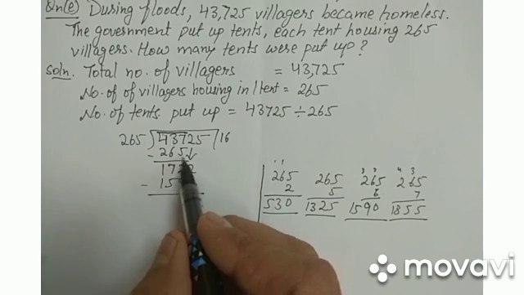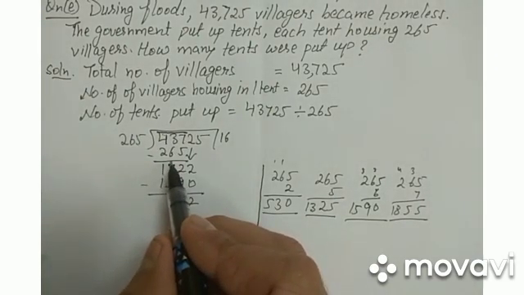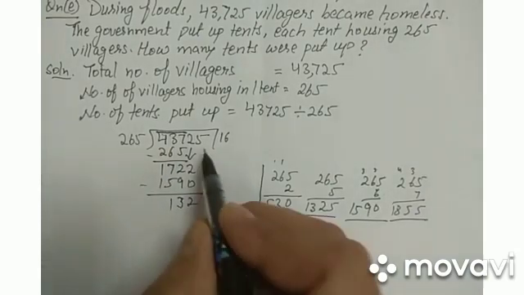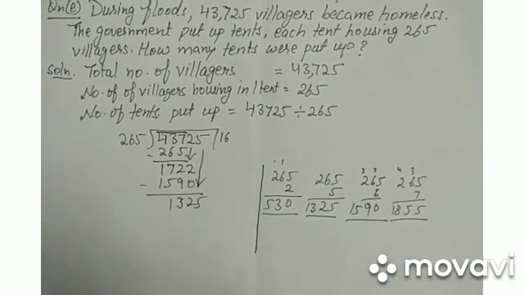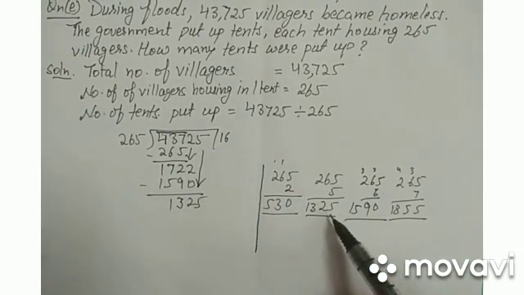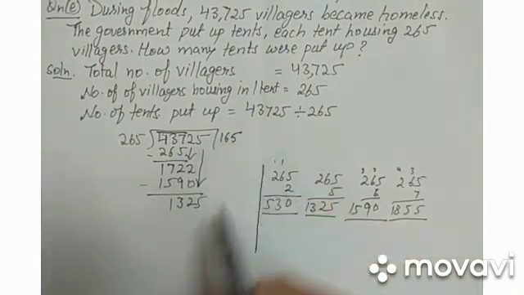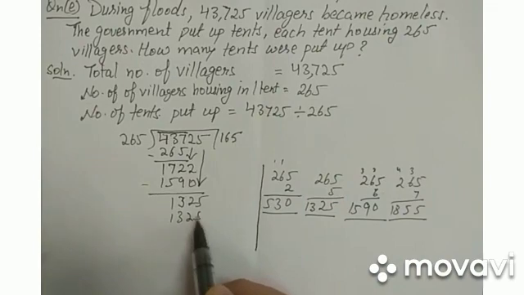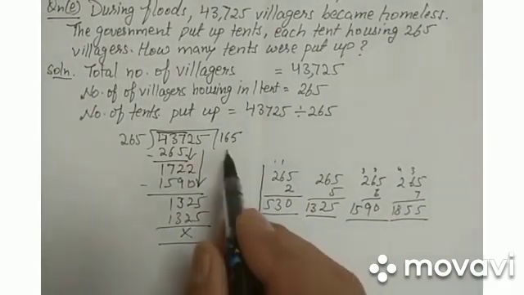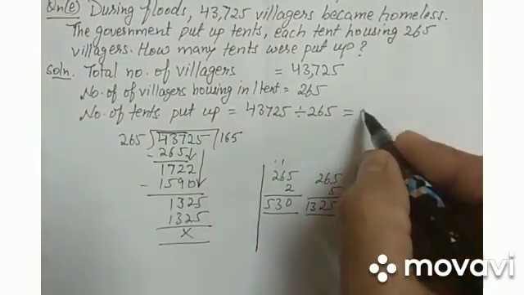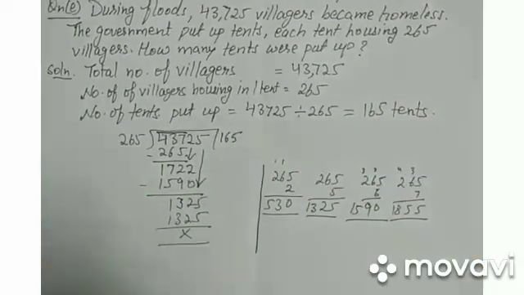We will borrow. It will become 12. 12 minus 9 is 3. What is left over here is 6. 6 minus 5 is 1. Now what will come down is 5. So here we have multiplied 265 by 5. So it is 1325. 265 fives are 1325. So nothing is there to come down. So this is the answer, 165 tents.